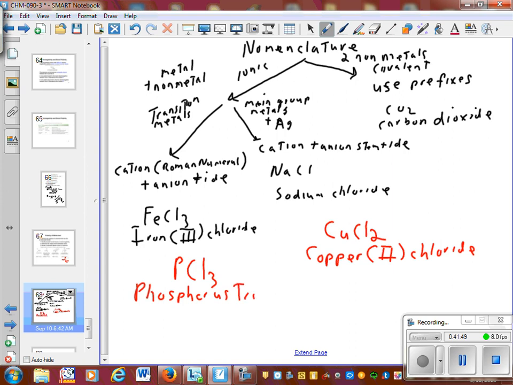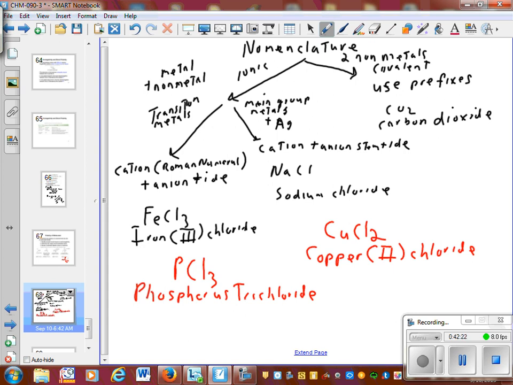You said a while ago that we didn't have to put that tri in there. All the compounds I gave you were ionic, so we were on the left side of the chart. This was covalent, now we're on the right side of the chart. Right side of the chart, covalent, we use the prefixes. PCl3 is covalent, not ionic.